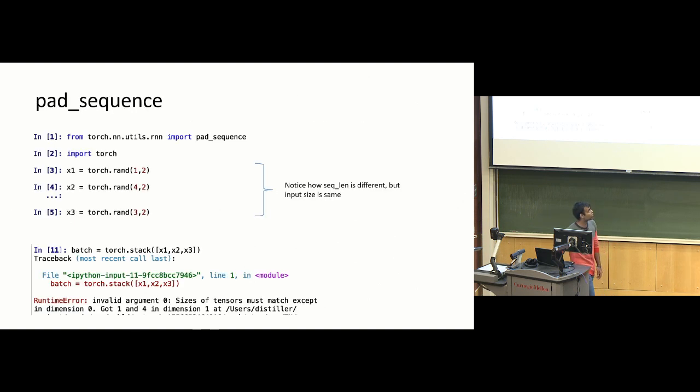So now PyTorch provides a module called pad_sequence. Look at the example down below. You have torch.stack of x1, x2, x3, where x1 is 1 comma 2, x2 is 4 comma 2, and x3 is 3 comma 2. If you stack all of them together, it's obviously not going to work because all of them are of different dimensions.